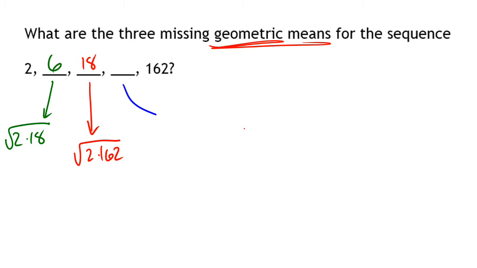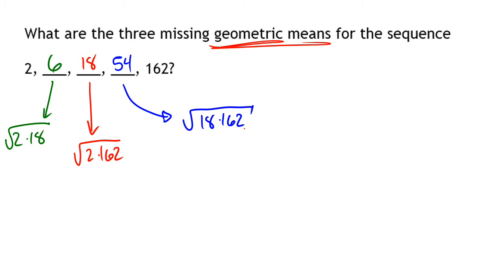And finally, if I want to find this value, I can use, again, the values to the left and to the right. The geometric mean is the square root of a product. So the geometric mean of the numbers 18 and 162. And that number is pretty large. The square root of it is 54.